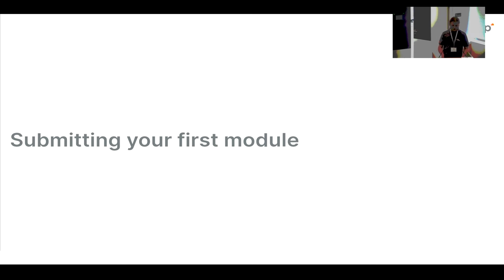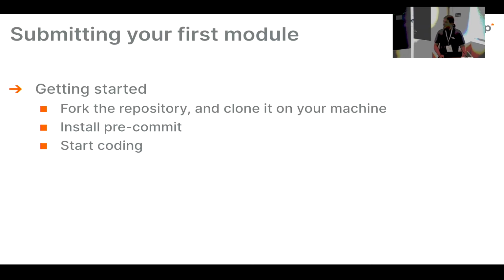Then, about submitting your first module. It could have been called your first contribution, but that's how I named the talk when I had to propose something. To get started, I would say fork the repository and clone it on your machine. Then, when you have it cloned on your machine, install pre-commit. It's a small Python program that will run some hooks when you commit to format your code, fix some issues, and so on. And then start coding.